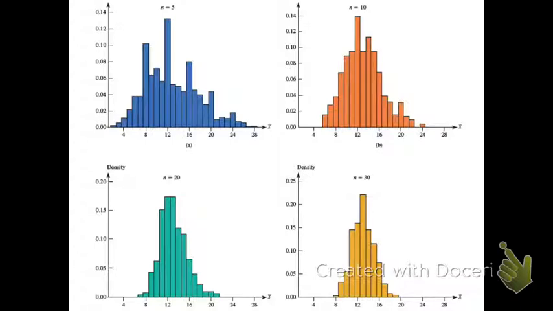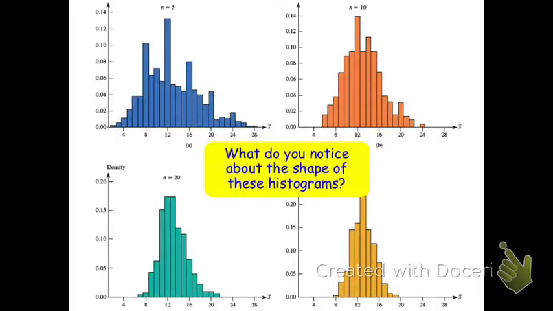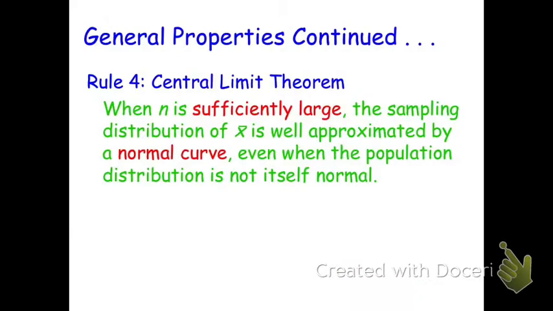So there is a magic number that tells me when it becomes normal or not. It is not 10. Out of these, which one looks the most normal? 30. Why 30? Good question. Why 30, not like 31?